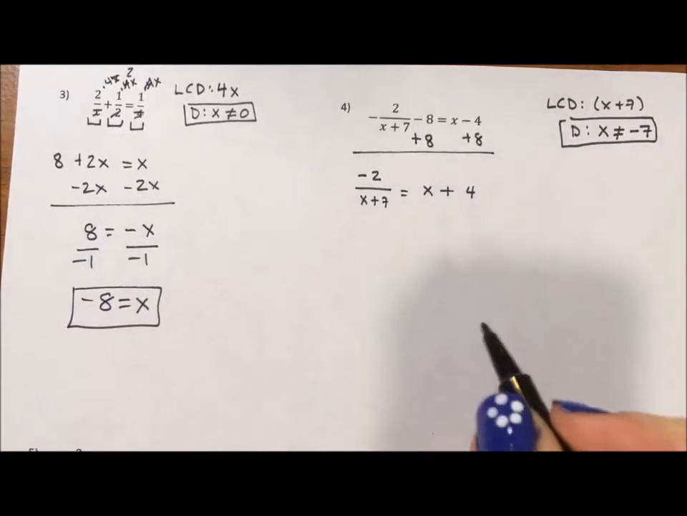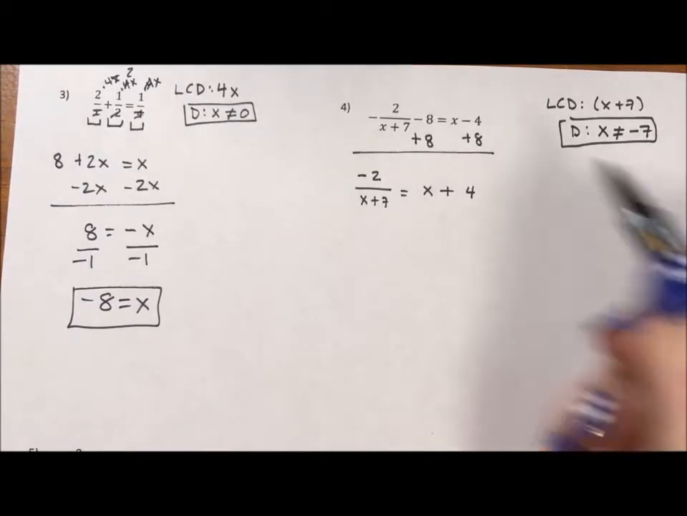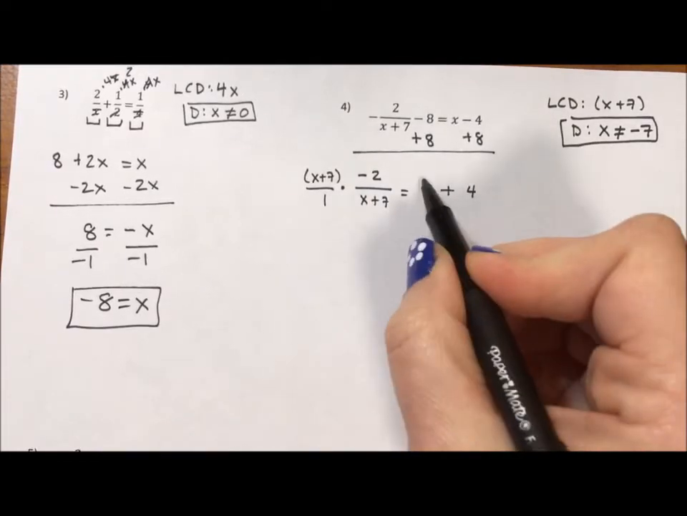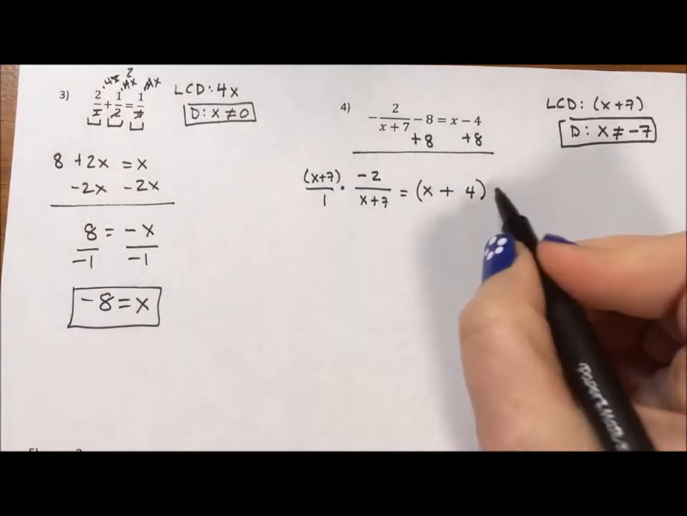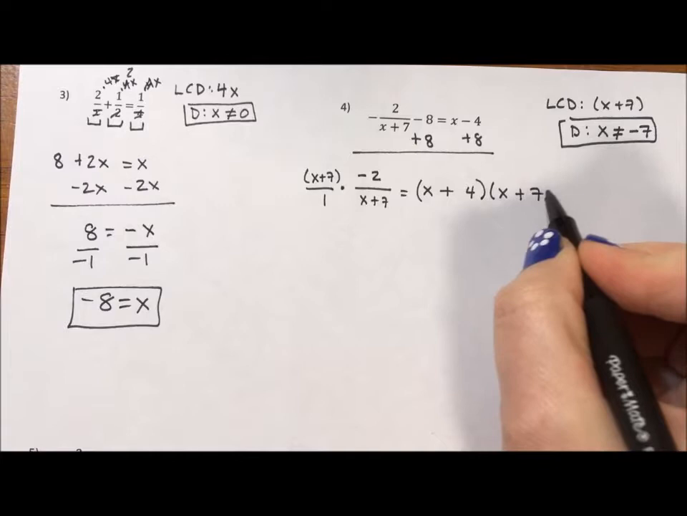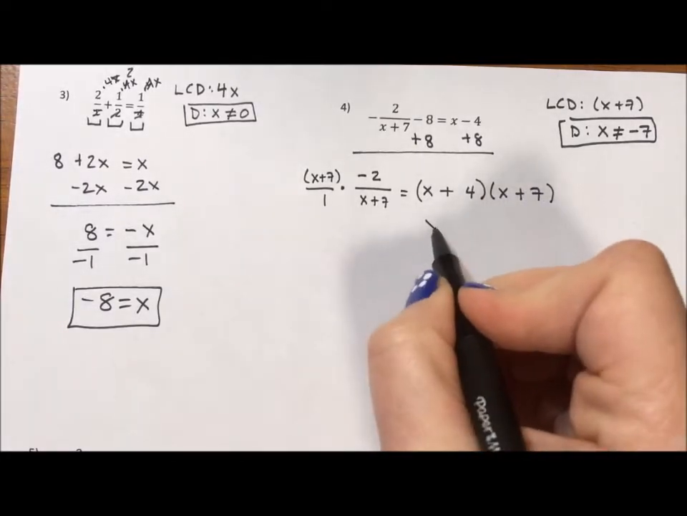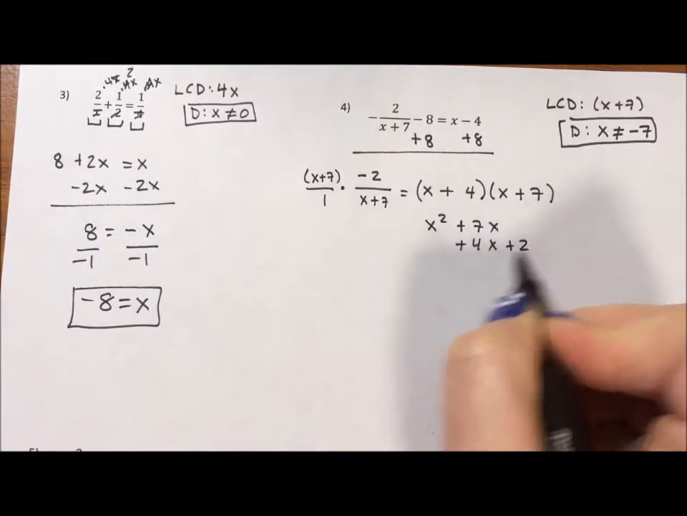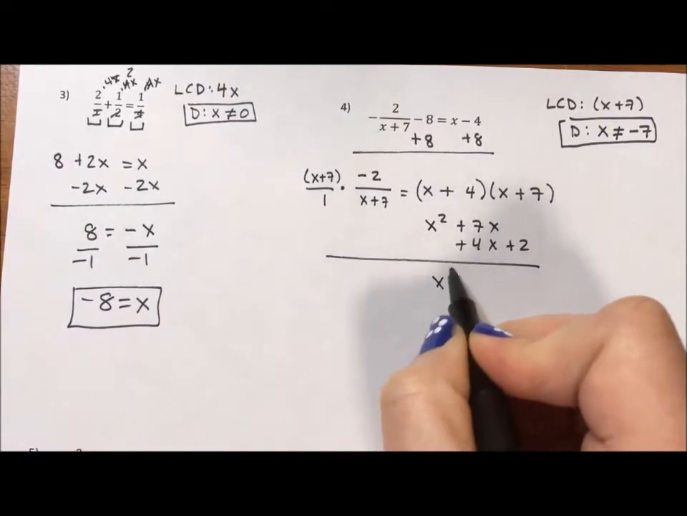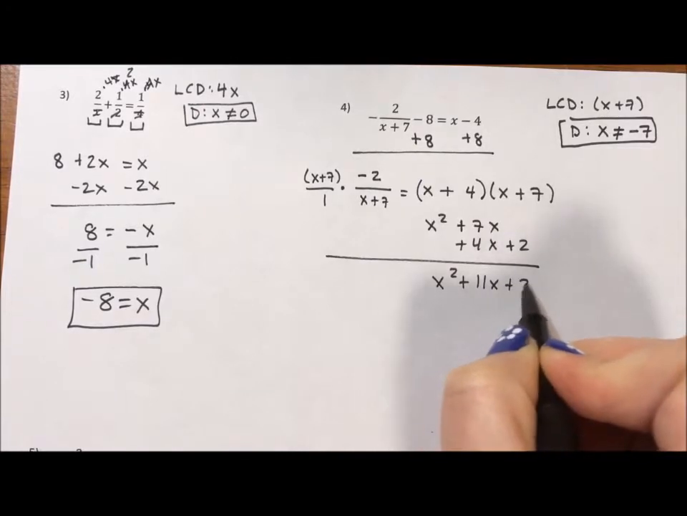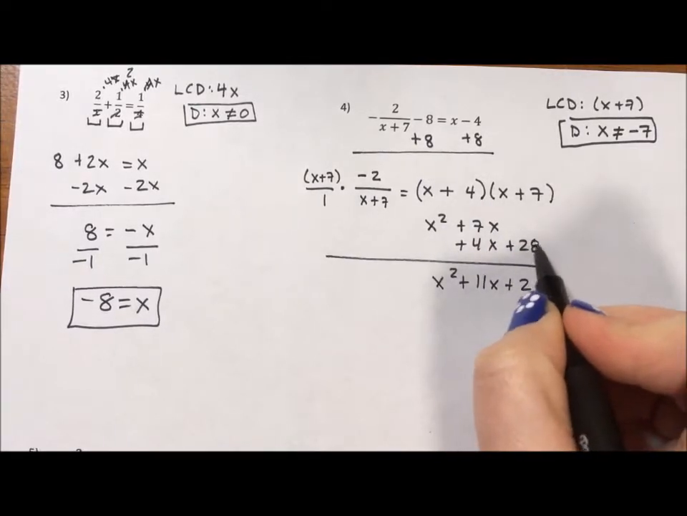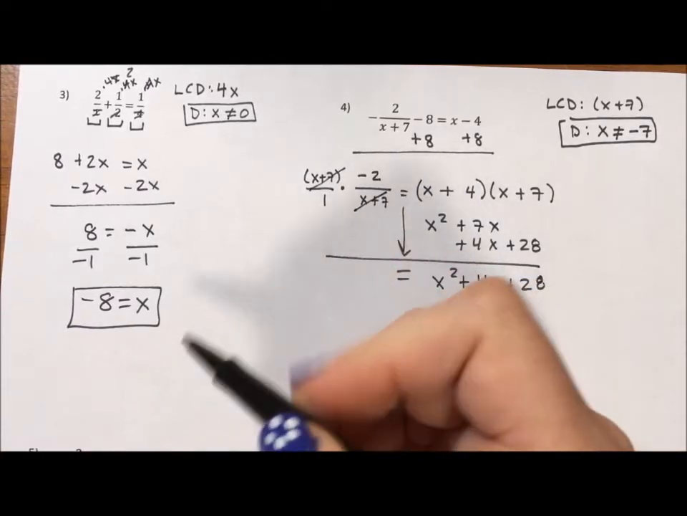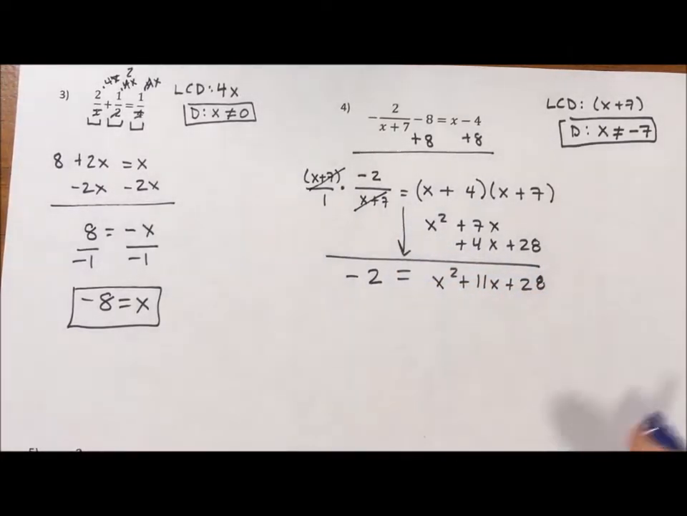In this case, I'm going to multiply the x plus 7 to both sides. So I'm going to multiply this side by x plus 7 over 1, and I'm going to multiply this side in its totality by x plus 7. I'm going to multiply this out: x squared plus 7x plus 4x plus 28, and I'm going to get x squared plus 11x plus 28. On the left-hand side, the x plus 7s will cancel, and I'll be left with -2.